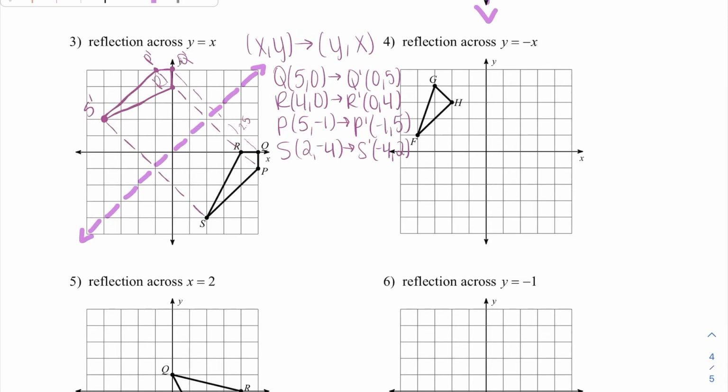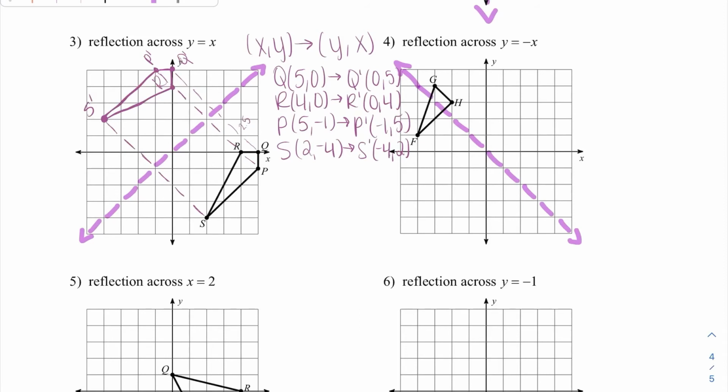Looking at example number 4, this is a reflection across the line y equals -x. The slope of this line is a -1. This will be a diagonal line. So remember, when we have the line y equals -x, from left to right, it is going to be going down, and it does go diagonally through the boxes.